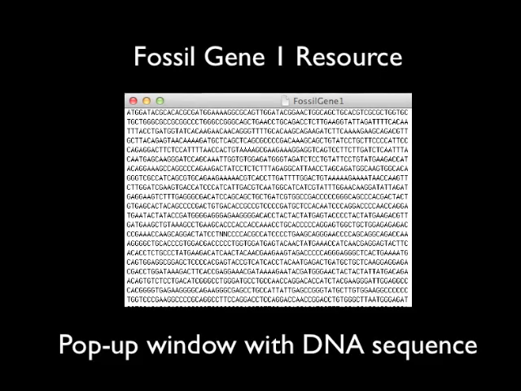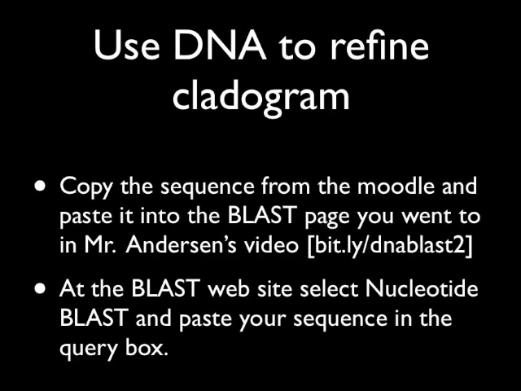Small amounts of soft tissue were discovered that allowed scientists to extract DNA nucleotides from the tissue and use the information to sequence several genes. You will compare these sequences in a BLAST analysis to refine your placement of the fossil species on the cladogram. How do we do a BLAST analysis when given a sequence of nucleotides?